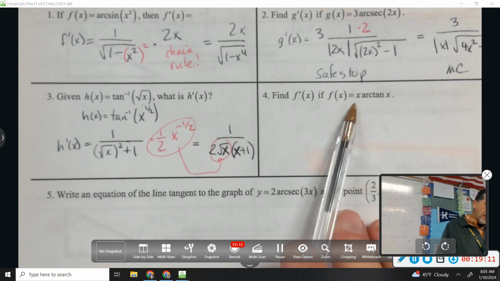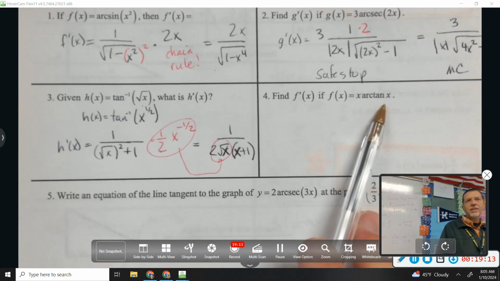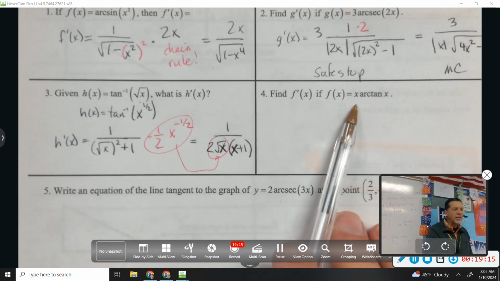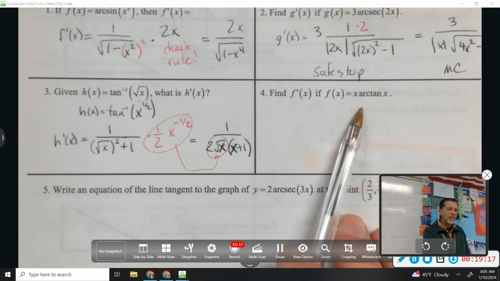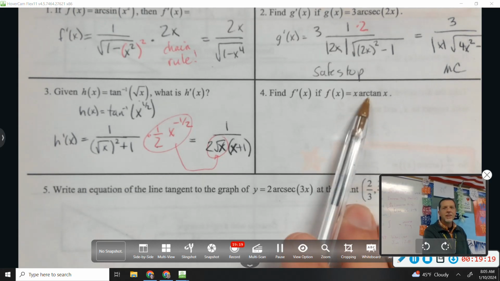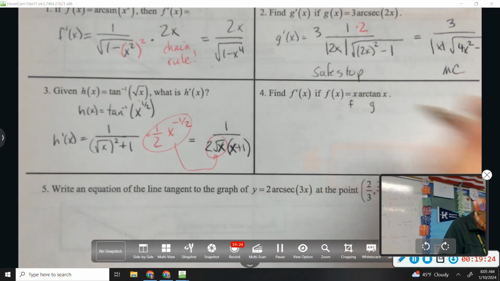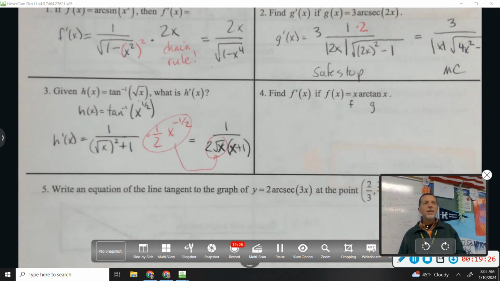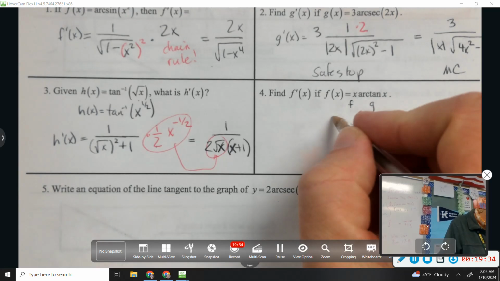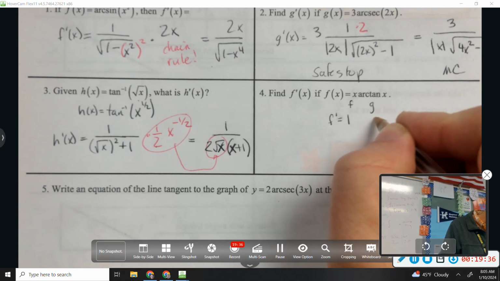Number 4, x arctangent of x. What's going to be needed for number 4? Product rule. So, hadn't done that one in a while. So maybe, and plus arctan is new. So, usually I just product rule in place, right? 1 times the derivative of the other plus vice versa. I think this one maybe I should slow down and label some things here.